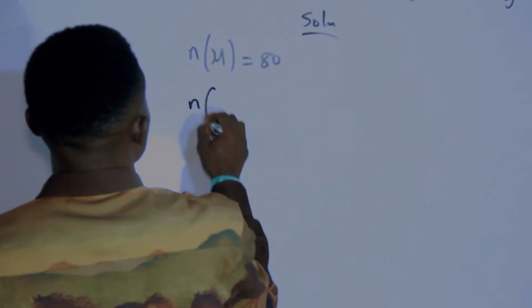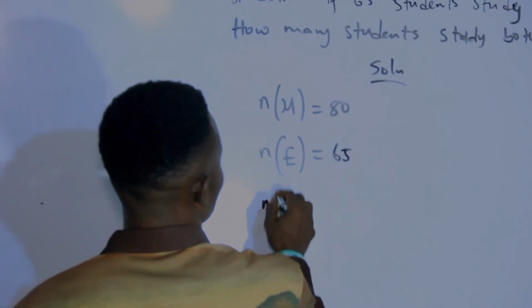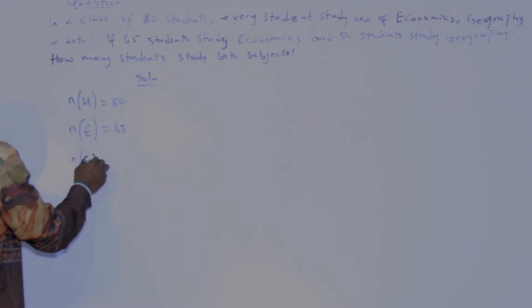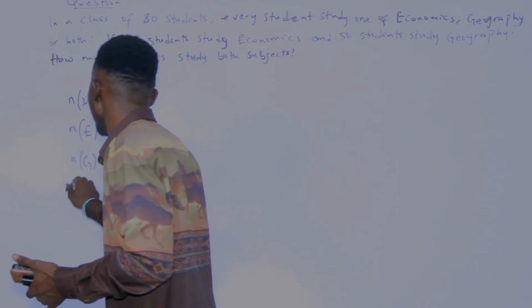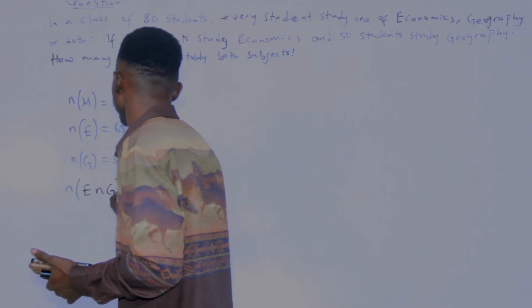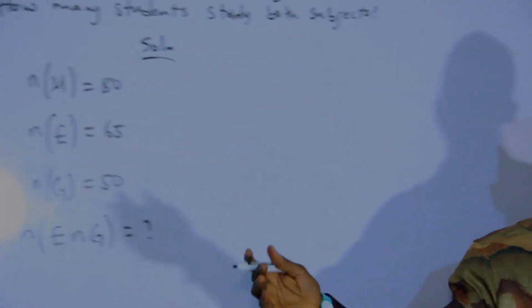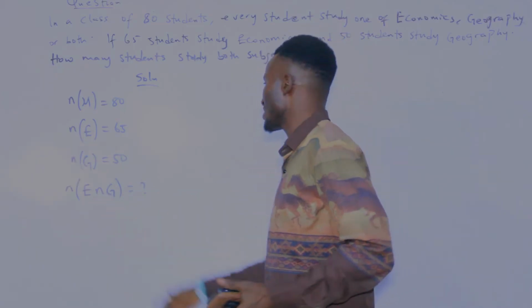economics, so that means the number of those that study economics is 65, and 50 study geography. The number of students that study geography is 50. Now say, what is the number of students that study both economics and geography? Both means intersection, where they are in common. So that's why we have economics intersection geography.